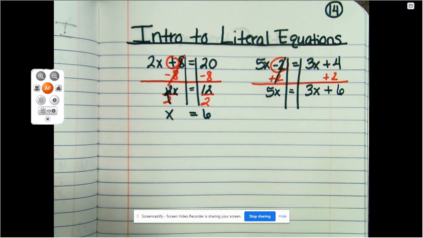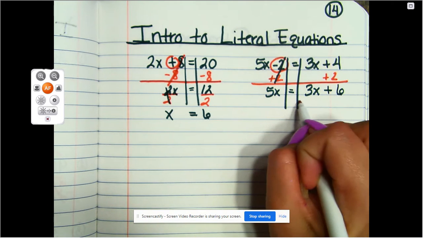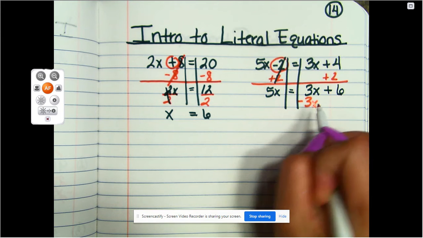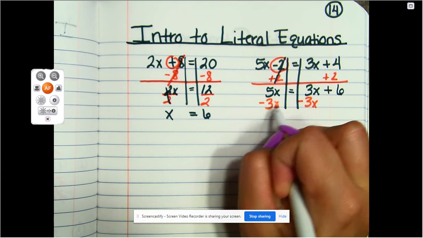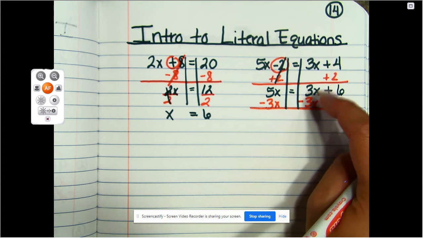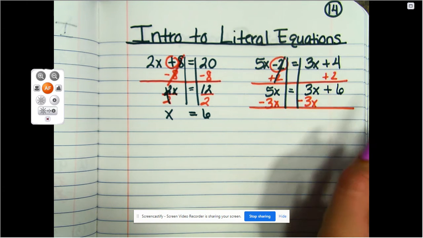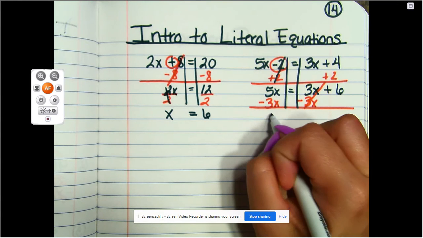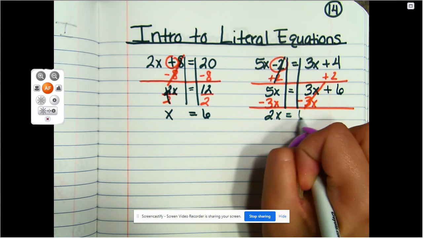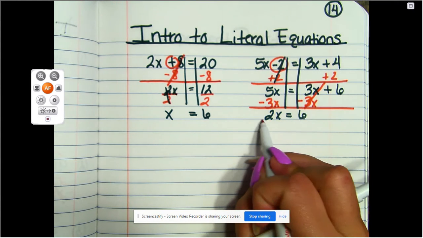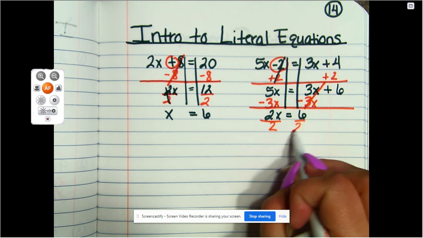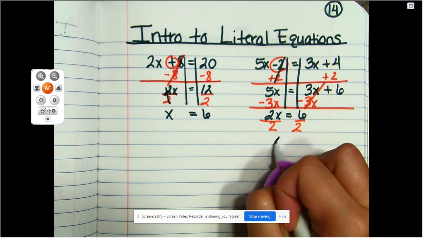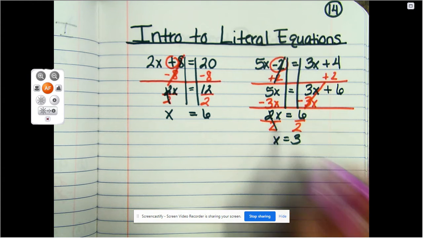Okay. Now we need to get the x pieces together. So negative 3x, negative 3x. And again, I'm doing negative because it's the opposite of positive, or this is positive. We're going to subtract it over. 3x minus 3x cancels. So I'm left with 2x is equal to 6. And then final step, this is multiplication. The opposite of that is dividing. x is equal to 3. Okay, so we good there.